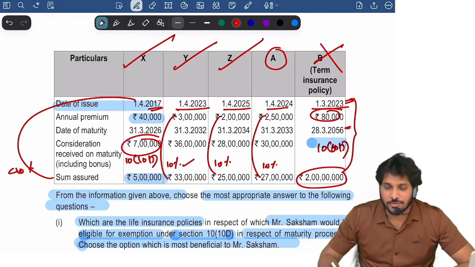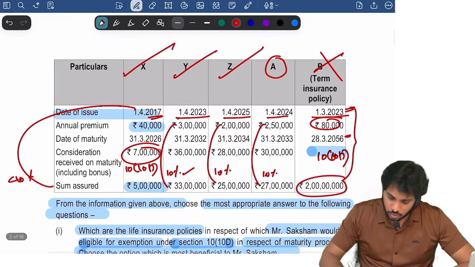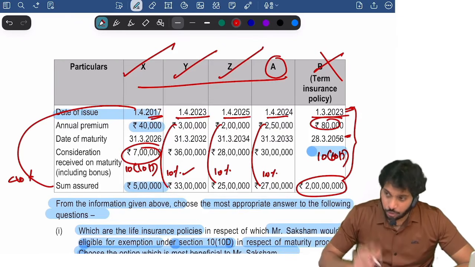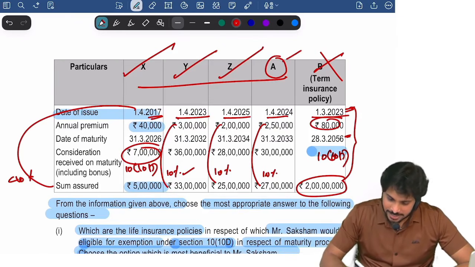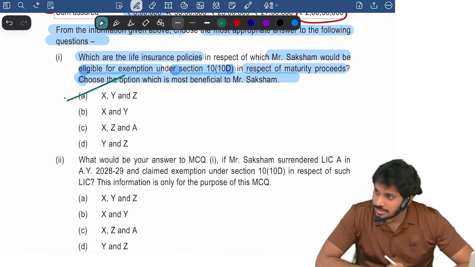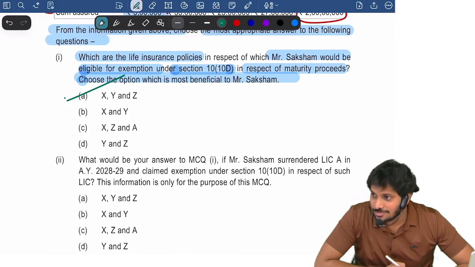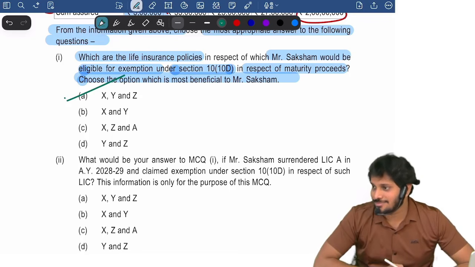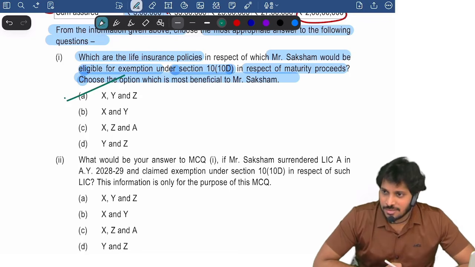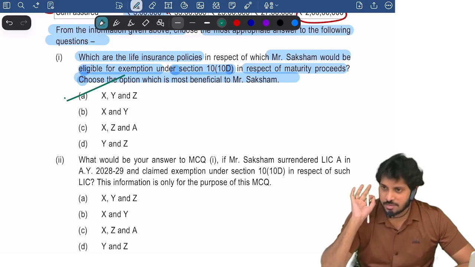Because first of all, term insurance maturity amount won't be there during the lifetime of the assessee. Only when the assessee dies will he get it. So between X, Y, Z and A, the 4 maturity amounts, only A is taxable. Yes or no? Only A is taxable. X, Y, Z are exempted. So the answer is X, Y, Z are exempted. What's the answer? Correct? That's it. Are you clear? This provision is very clear, very simple. No need to mug up anything.